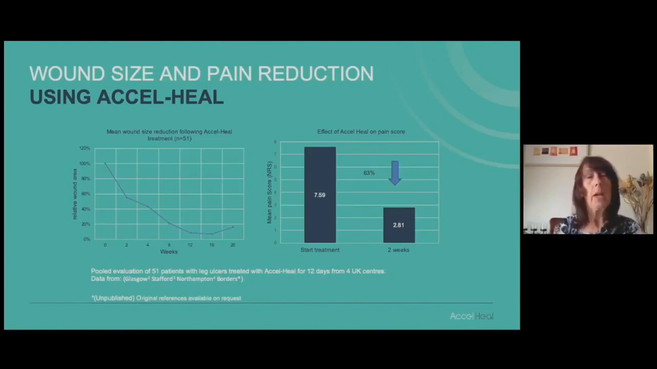As mentioned by Robin, there was a reduction in pain noted for the 51 patients, which reduced by 63% over the 2-week period. And indeed, I've also noticed this in clinical practice really within a few days. And in fact, I've even had reports of improved pain within a few hours of starting the therapy.